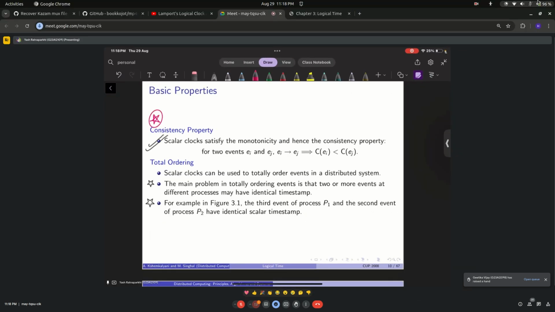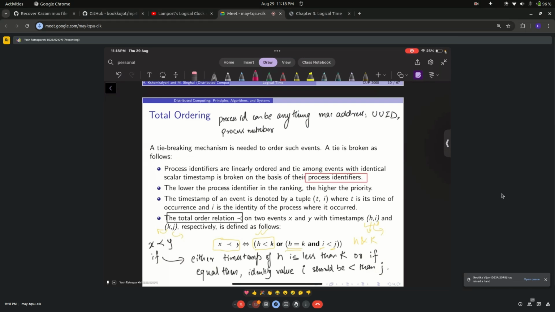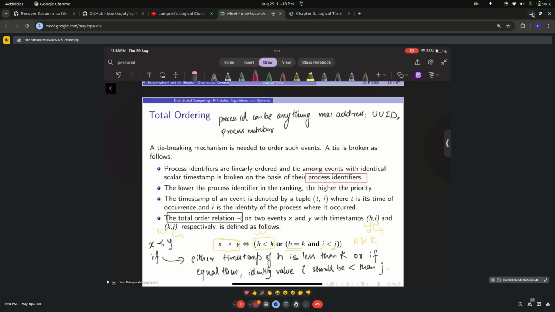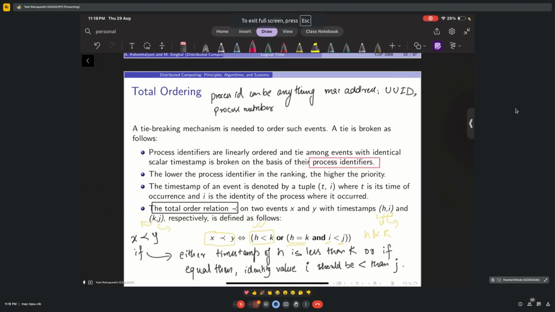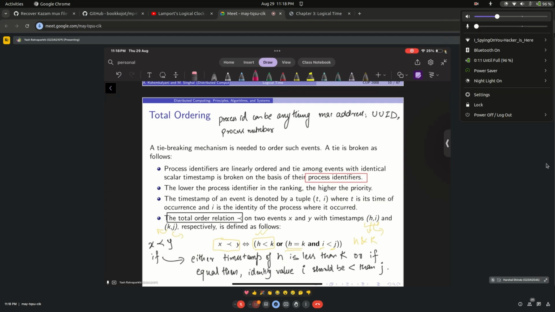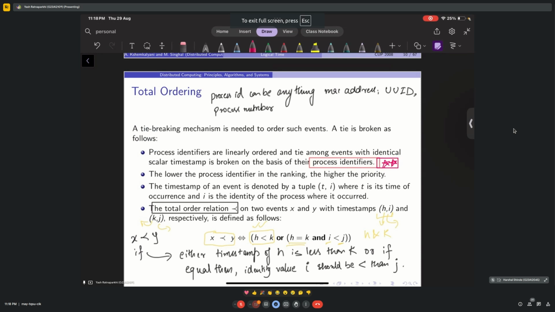Okay, perfect, no issues. So this is the scenario of a tie. Why a tie? Because two events have the same timestamp, so to whom to give the priority? A tie-breaking mechanism is needed to order such events, and a tie is broken as follows. Process identifiers are linearly ordered, and a tie among events with identical scalar timestamps is broken on the basis of process identifiers. Again, one important thing comes into the picture. I'll make you understand what this process identifier is.